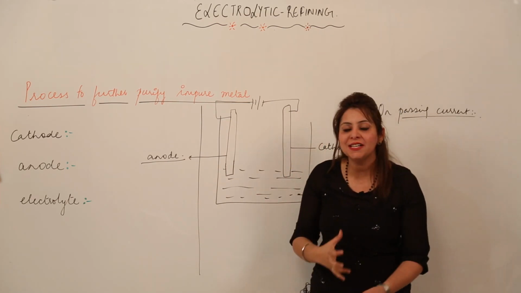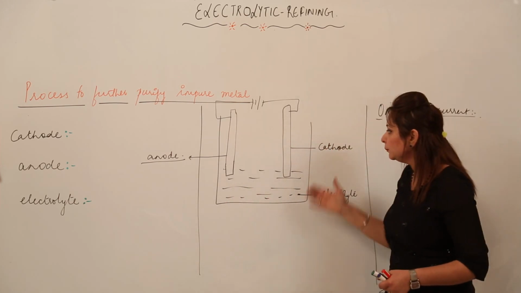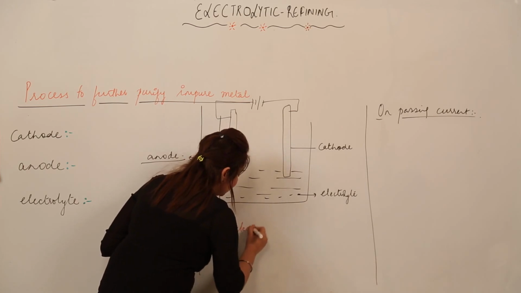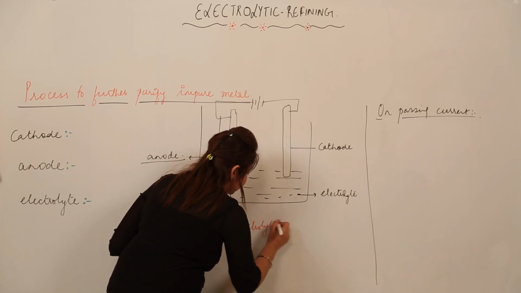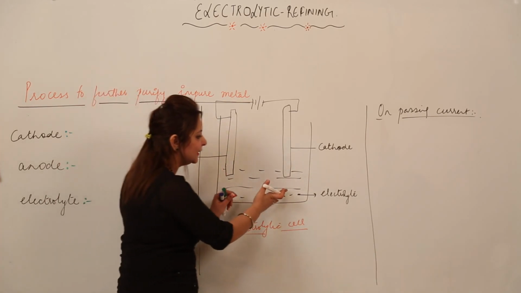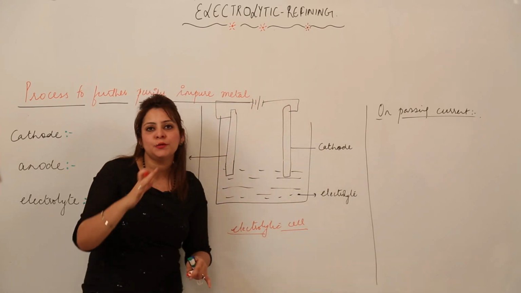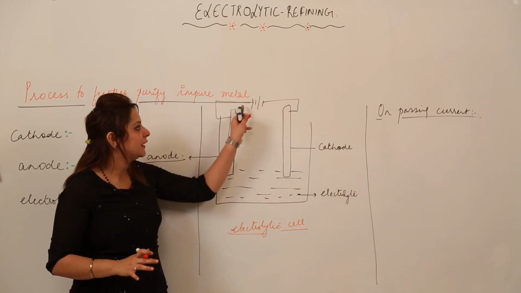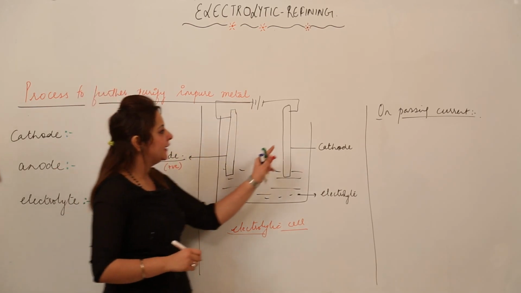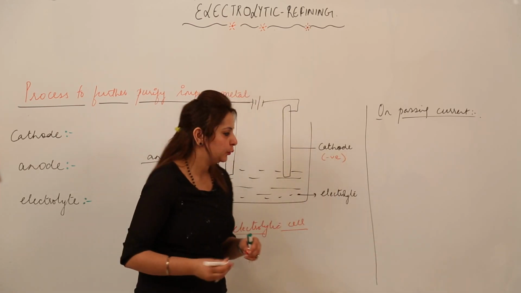So what kind of apparatus, what kind of anode, cathode, and electrolyte are we going to take? Just look at the board. Here is an electrolytic cell. As you know, electrolysis is always carried out in an electrolytic cell, which has the electrolyte, the electrodes, the wires, and a battery attached. The electrode attached to the positive pole acts as the anode, and the electrode attached to the negative terminal acts as the negative pole.